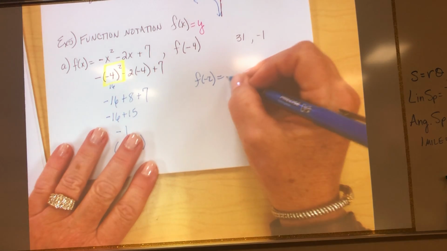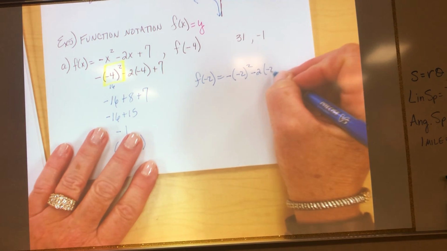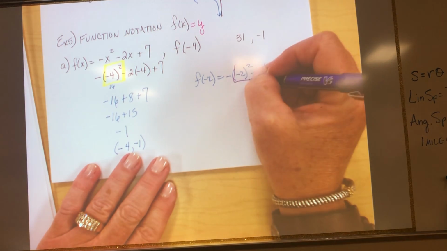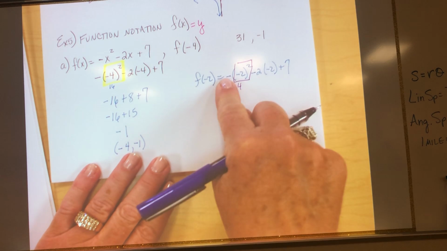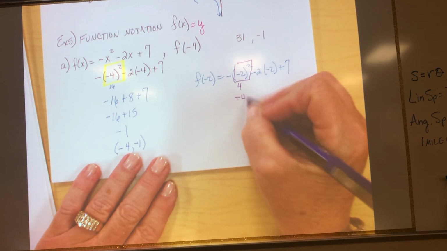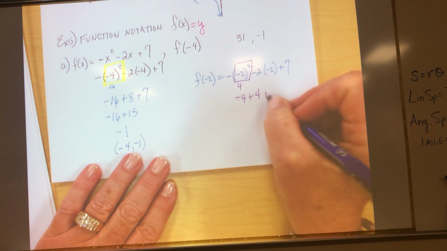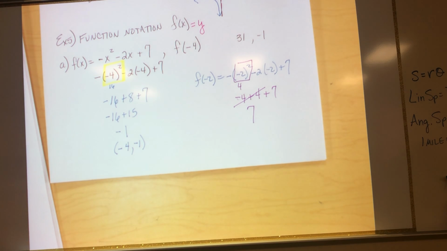All right, so this is negative 2, quantity squared, minus 2 times negative 2 plus 7. What's the first thing that you should do? You should square this negative 2. What is negative 2 squared? 4. What is the opposite of 4? Negative 4. What's negative 2 times negative 2? Boom. Okay?